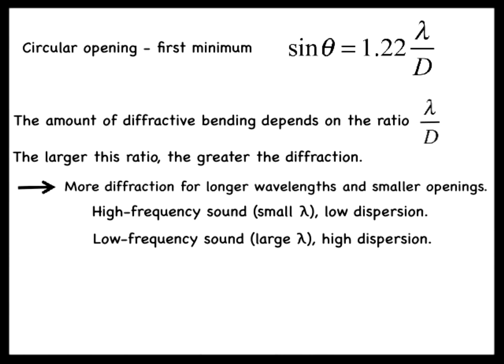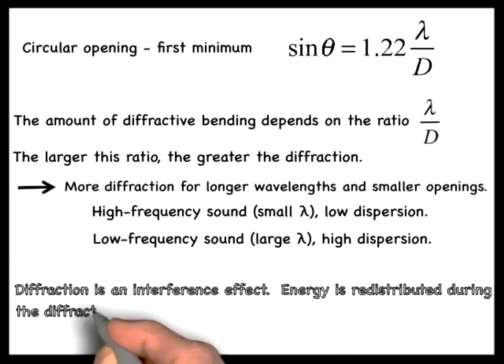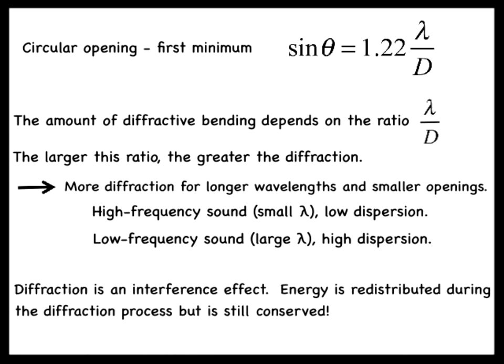As a final note, we have seen that diffraction is an interference effect, one in which some of the wave's energy is directed into regions that would otherwise not be accessible. Energy, of course, must be conserved during this process because it is only redistributed during the diffraction. No energy is created or destroyed.